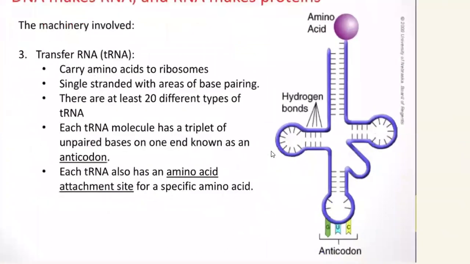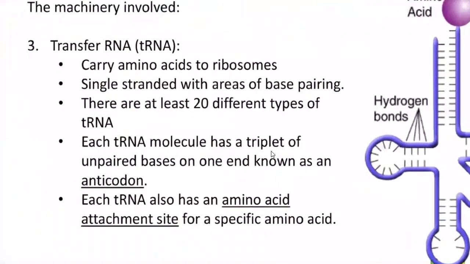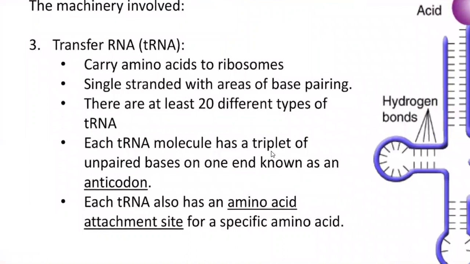Look here, the function of tRNA is to carry amino acids to ribosomes. It is single stranded with areas of base pairing. There are at least 20 different types of tRNAs. Each tRNA molecule has a triplet of unpaired bases. ये unpaired हैं, जो pair होंगे codon के साथ. So it has a triplet of unpaired bases on one end, known as the anticodon, and it has an amino acid attachment site for a specific amino acid at the top, के दूसरे end पे. ठीक है?